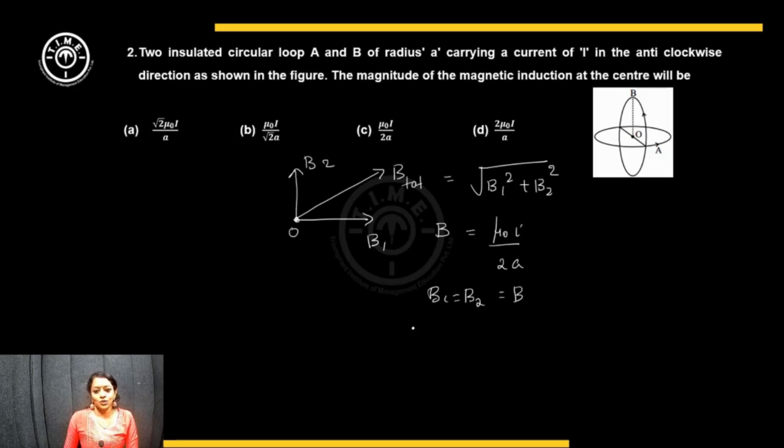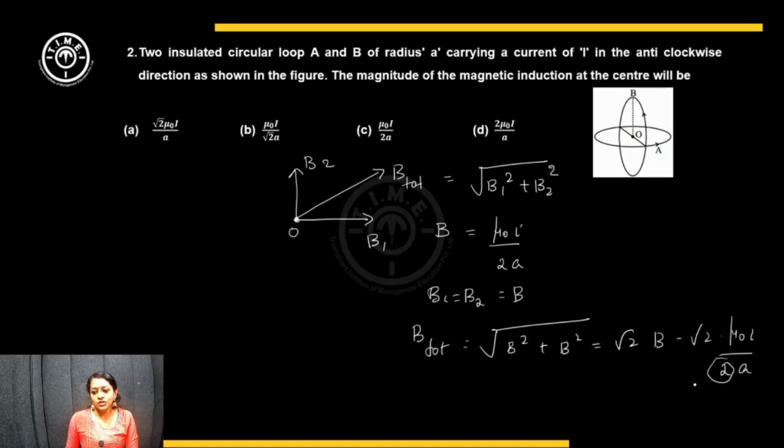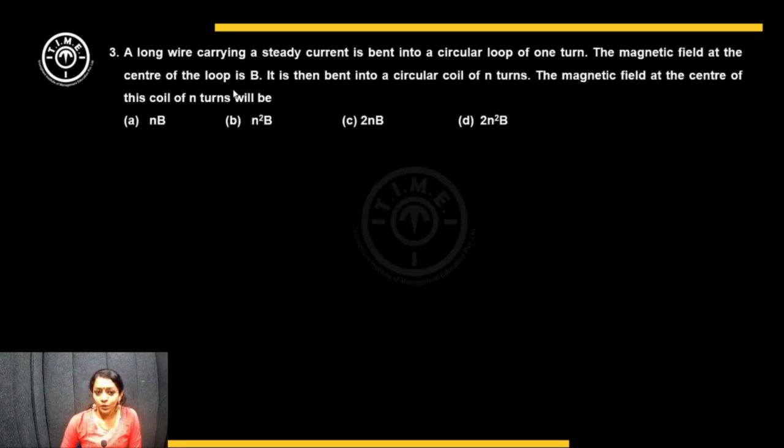Okay, so what is B total? It is root of B square plus B square, that is equal to root 2 B. And what is the equation of B? It is mu 0 I by 2a. Okay, you can write this 2 as root 2 into root 2, so that one root 2 will get cancelled from numerator and denominator, and your final answer will be mu 0 I divided by root 2 a. So the answer for this question is option B. Now read the third question.